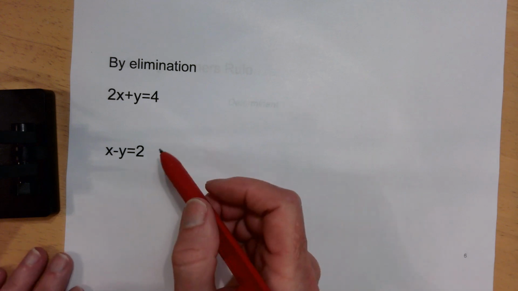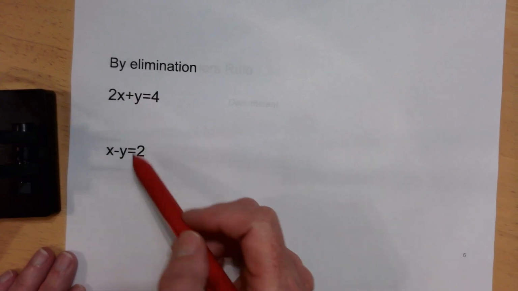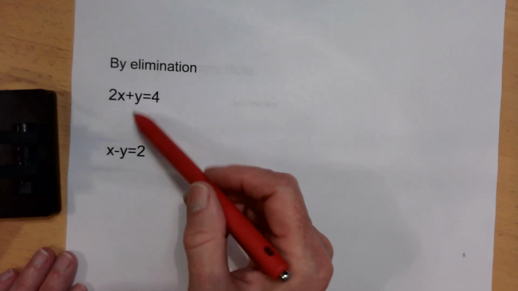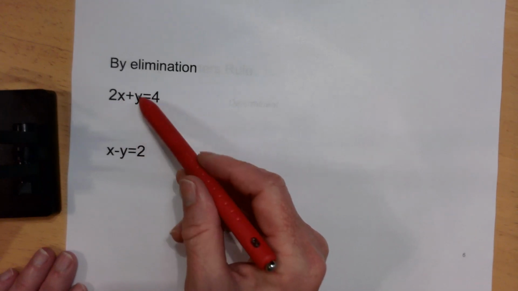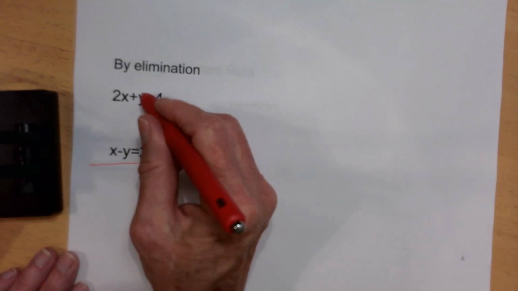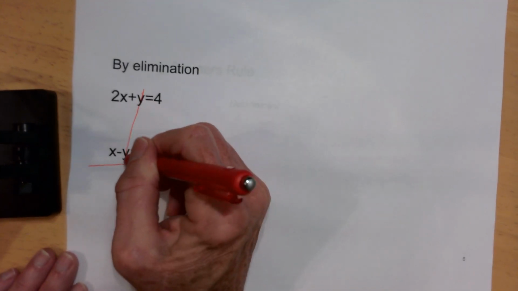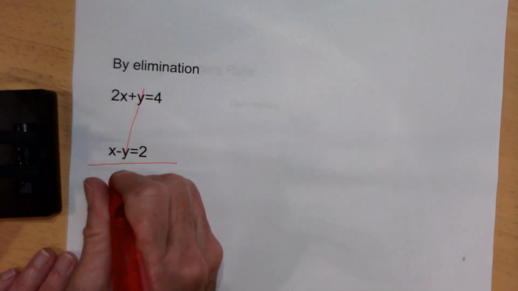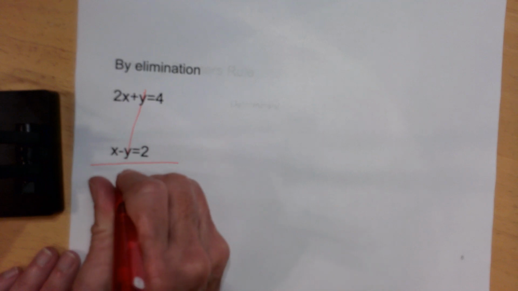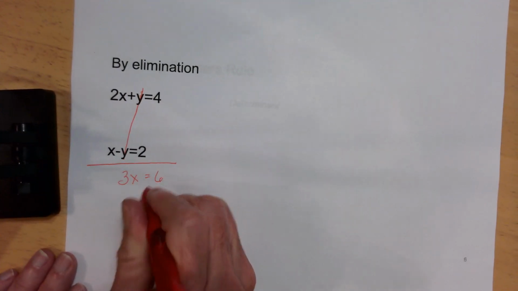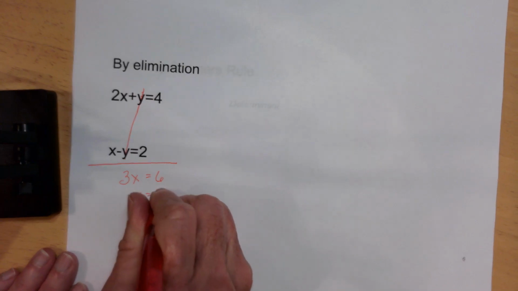Elimination, you actually are making these two equations in such a way that you either eliminate out the x or the y. Right now this is set up to eliminate out the y. So I'm just going to add these together. And of course I have a positive y and a negative y, so they eliminate out. 2x plus x is going to give you a 3x. 4 plus 2 is going to give you a 6. And when you divide, you're going to get a 2.